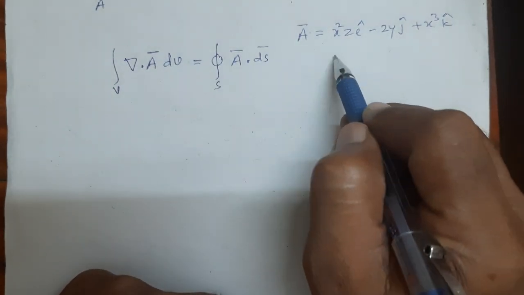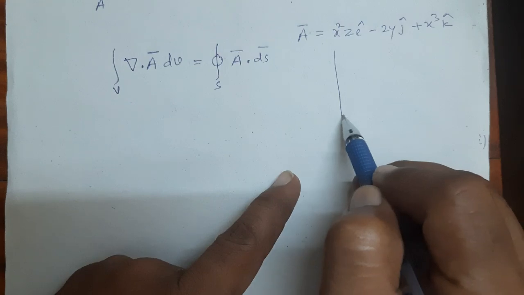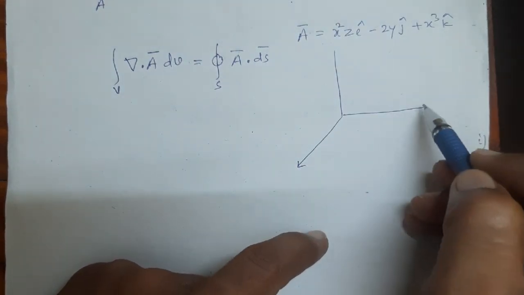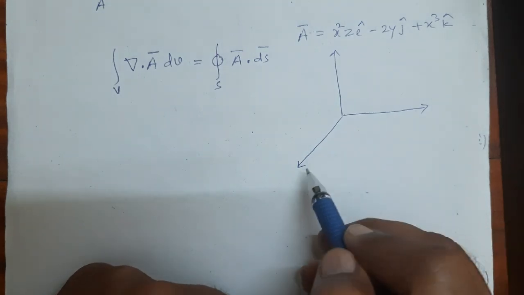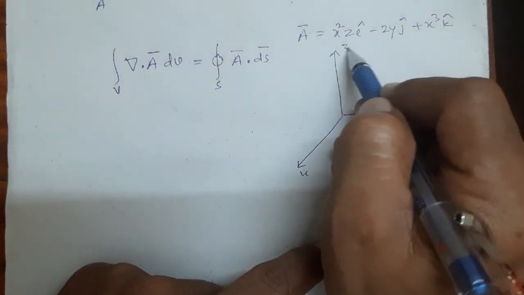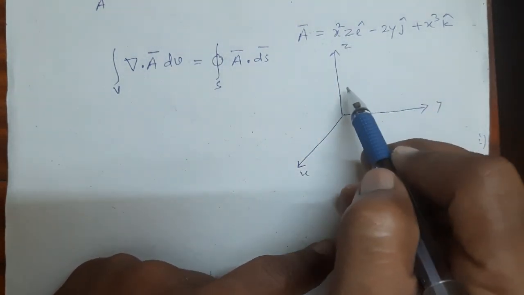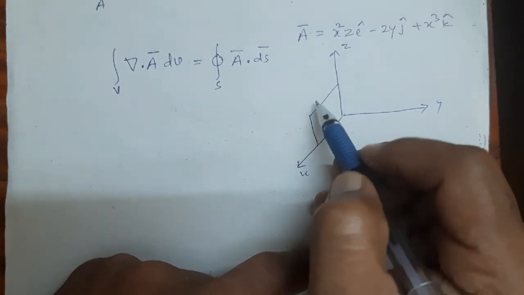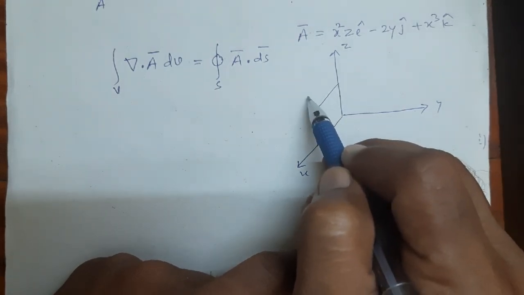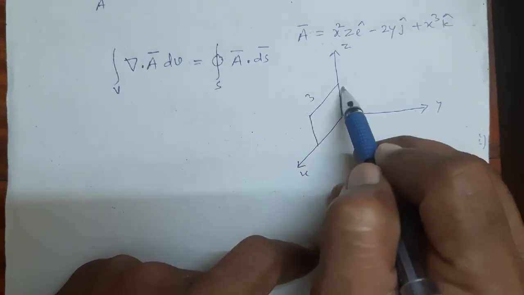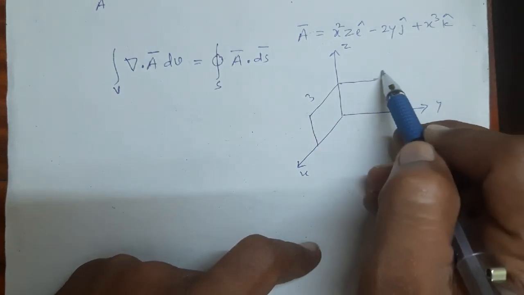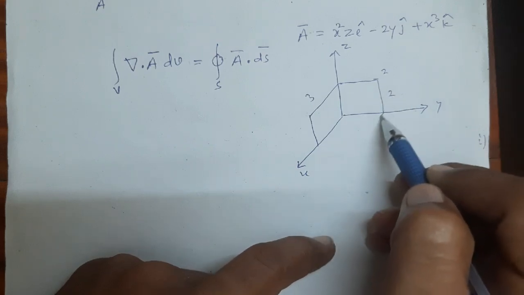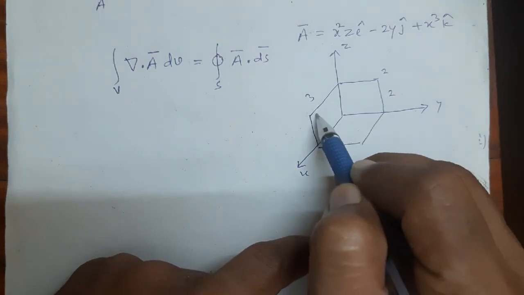Now for simplicity, we will assume the Cartesian coordinate system because the integration will be easy and we are aware about such type of integrals. This is our x-axis, this is the y-axis, and this is the z-axis. We shall assume a rectangular box of length L, say for example 3 unit, then the width, say for example 2 unit, and a height of 2 unit again. Therefore this will be the rectangular box, correct?